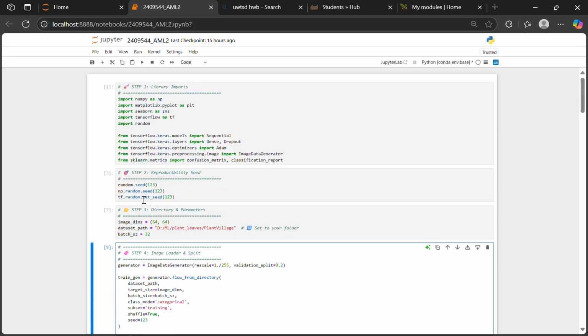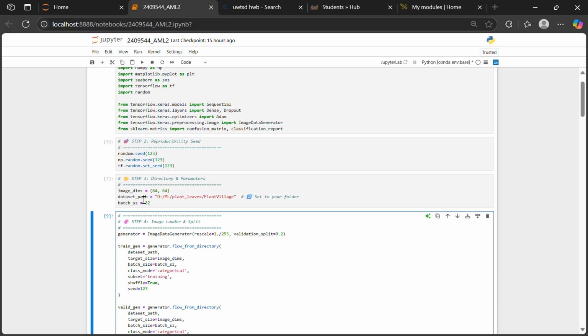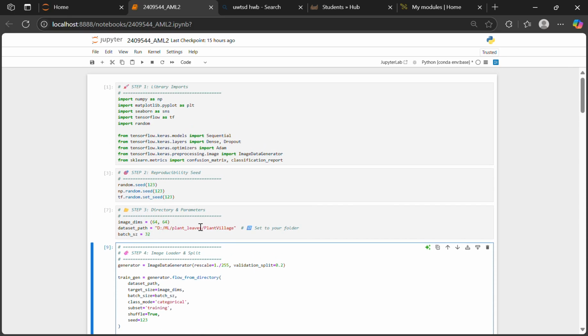The dataset has a folder structure, which allows me to use Keras flow from directory to automatically load and label the images. The dataset was split 80 by 20 into training and validation sets. All images were resized to 64 by 64 pixels and normalized to a 0 to 1 scale.